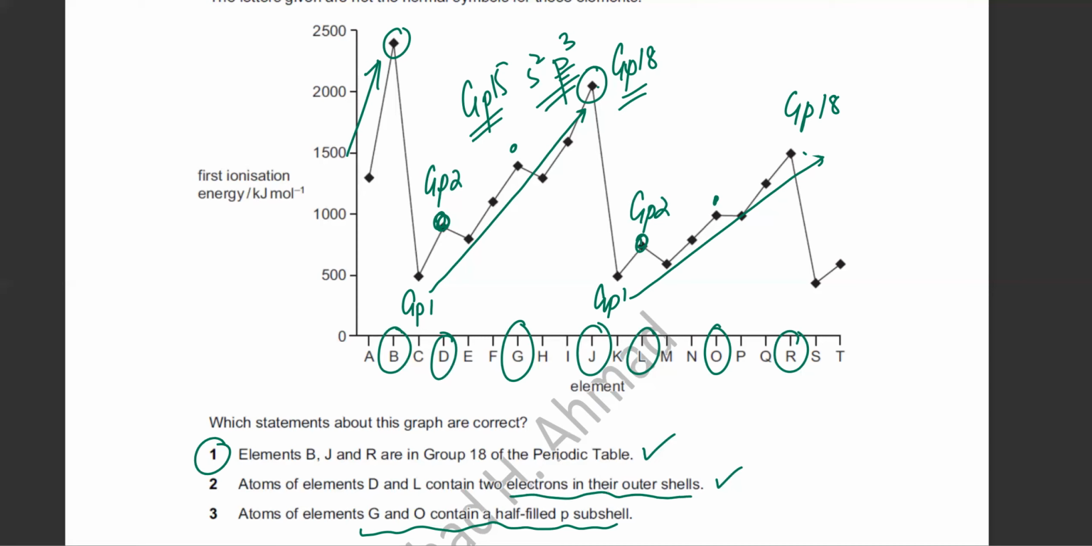And he was saying that there should be 2 electrons in the outer shell. So that's group 2. So D. Which one is group 2? This one is going to be group 2, and this one is going to be group 2, because the bottom one is group 1, the next one is group 2, right? Yes. So group 2 elements D and L. That is D, and this one is L. So they are group 2, which means they do have 2 electrons in the outer shell.